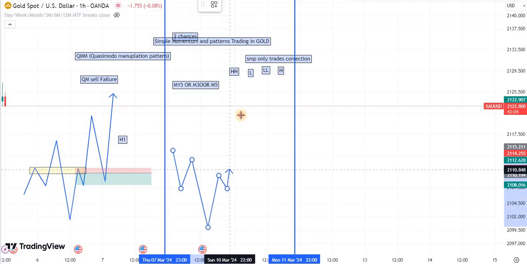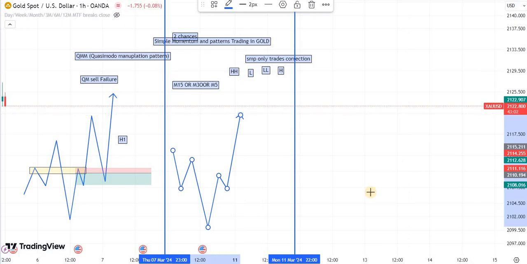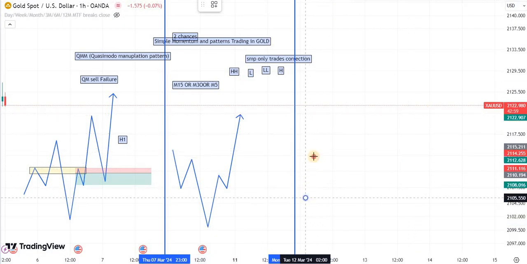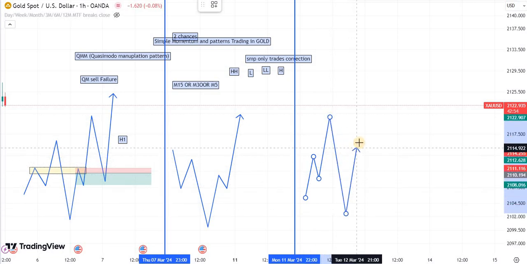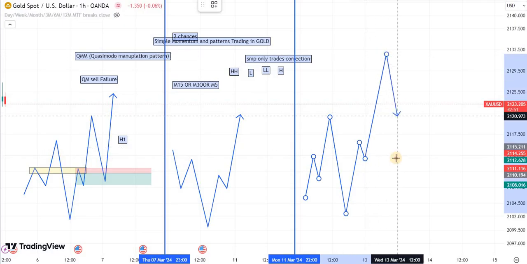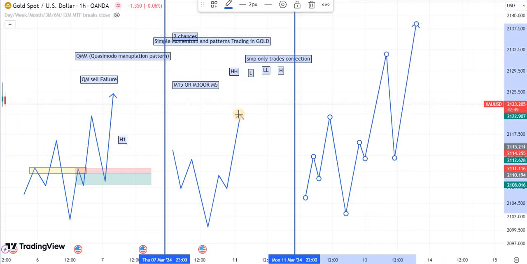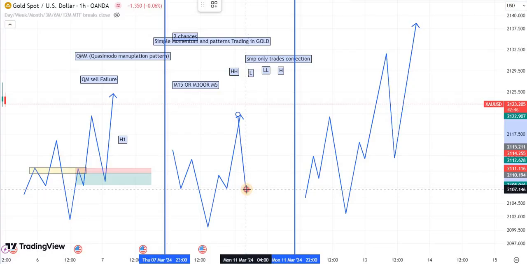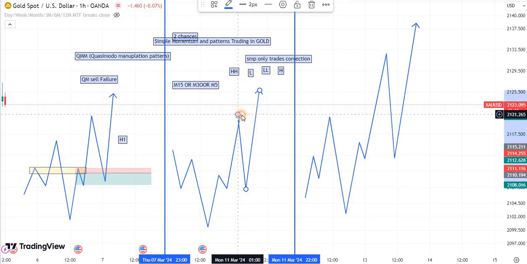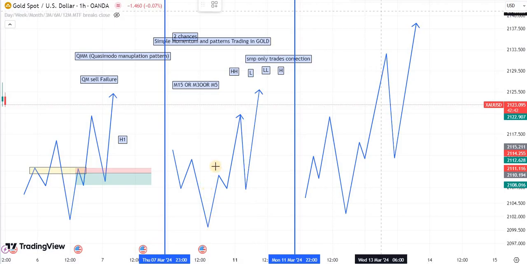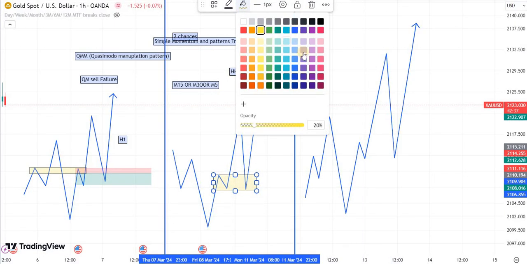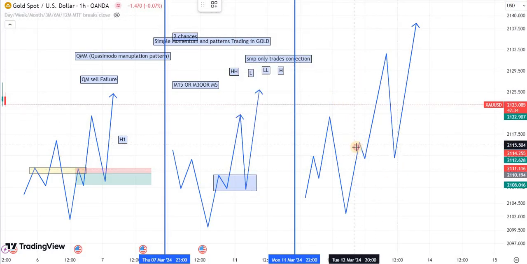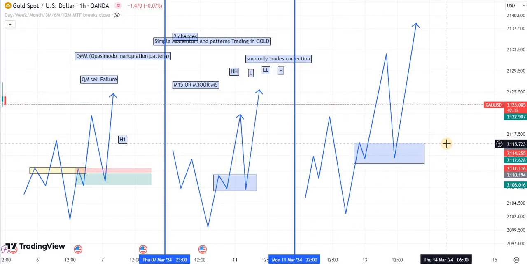Again, two scenarios, this and this. There are actually two scenarios. Okay, so this is a rally. This is a rally. Okay, so this is how we actually trade.